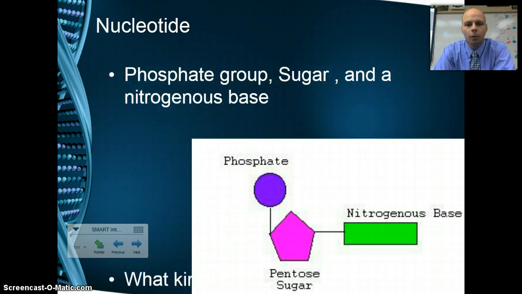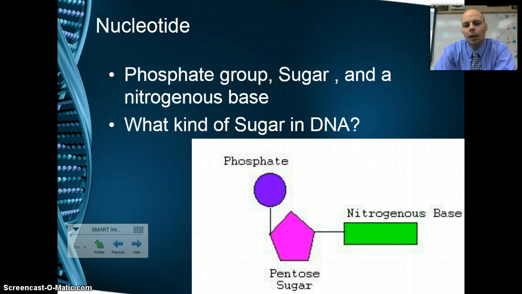And so here we can see those three parts of the nucleotide. Once again, the phosphate group, the pentose sugar, and then the nitrogen base. With the strand of DNA, pentose just means it's a 5-carbon structure. The sugar in DNA is deoxyribose. If you look at RNA, the sugar would be ribose.